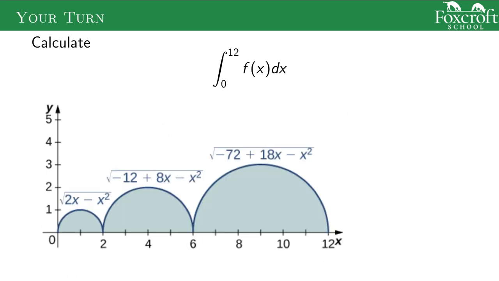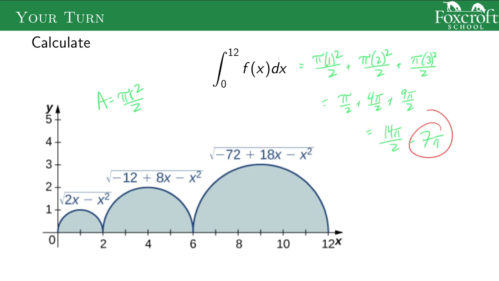Here's one for you to try on your own. Same idea, different shape. You just have to know how to find the area of these shapes, find the area, add them together. I'll show you the answer for this one in 3, 2, 1. The final answer I got for this one is 7 pi. These are semicircles, so the area is pi r squared, divided by 2 because it's only half a circle. The radius of this one is 1, 2, and then 3. Plugging all that in, simplifying a bit, you get 7 pi as your area.